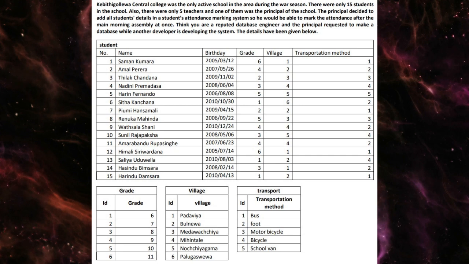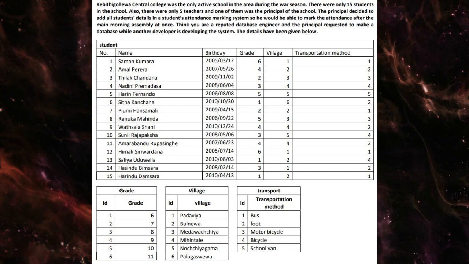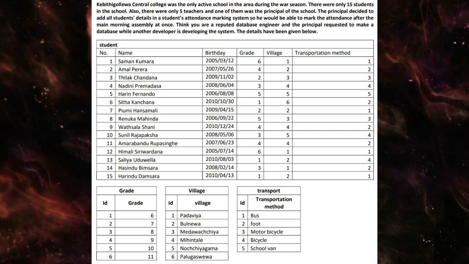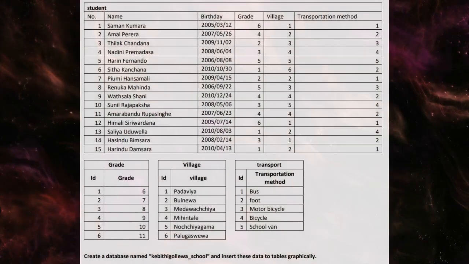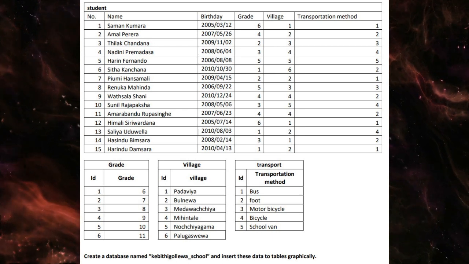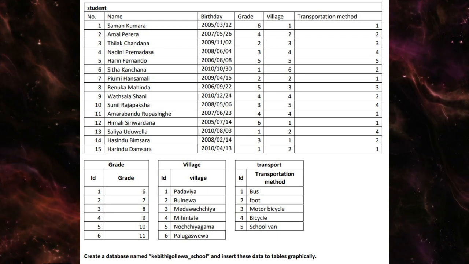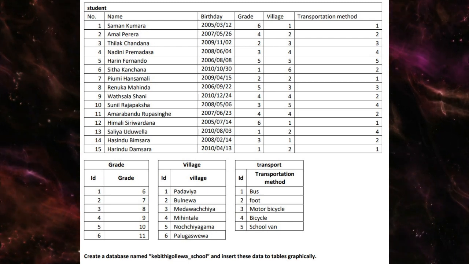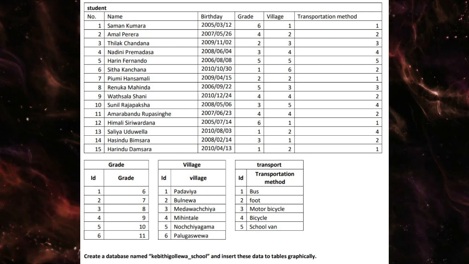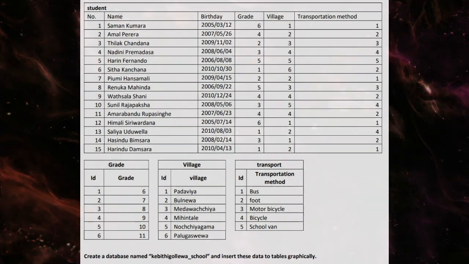Think you are a reputed database engineer and the principal requested to make a database while another developer is developing the system. The details have been given below. First it says, create a database named Graphically School and insert these data to tables graphically. First we would start by creating a database named Graphically School and inserting the provided data into tables graphically. This is like setting up a digital filing system to store all student information neatly.